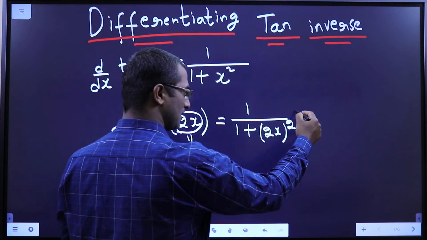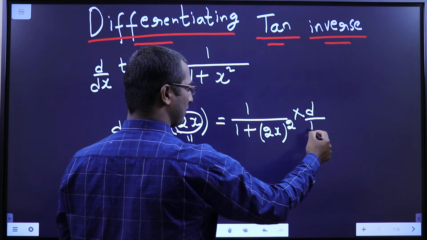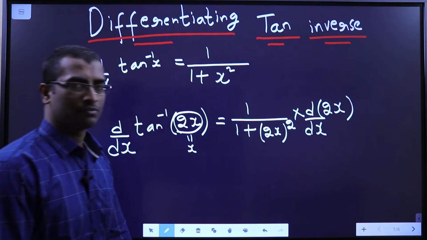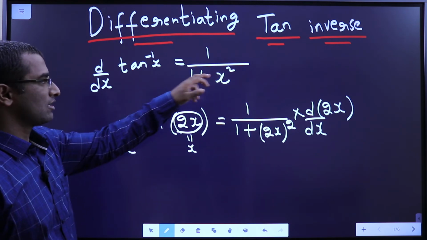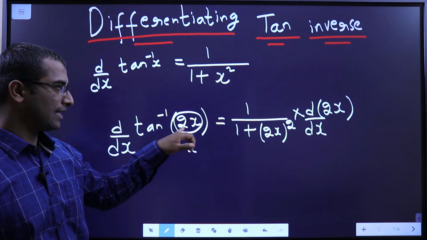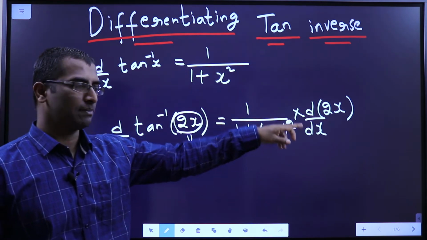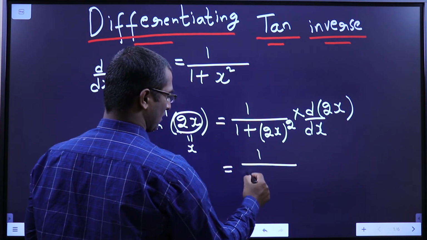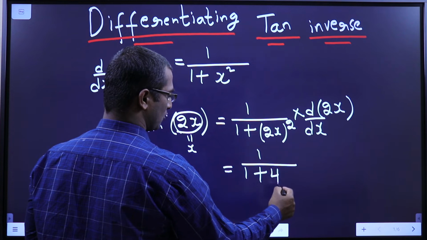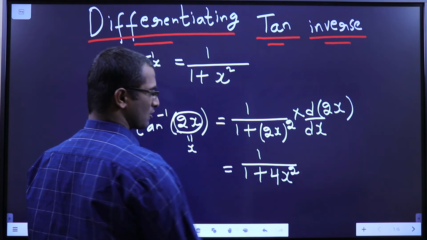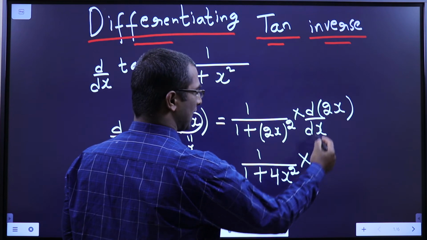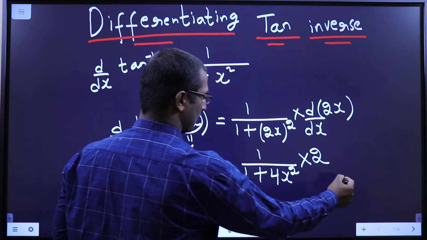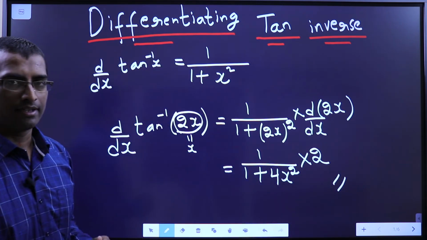In place of x, you have 2x. So whenever you have something other than x, at the end you need to multiply with its derivative. So that is d by dx of 2x. Always a rule: if it is x, you don't need to multiply with anything. But if you have anything else, at the end you should multiply by that derivative. So now what will the change be? 1 plus 2x square: 2 square is 4, x square will remain. And d by dx of 2x, 2 will come out, dx by dx gets cancelled. This is my answer. Okay.